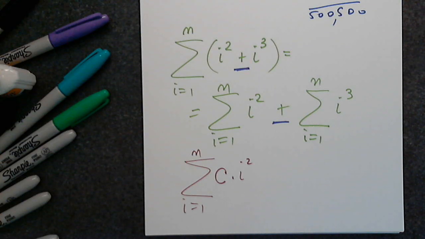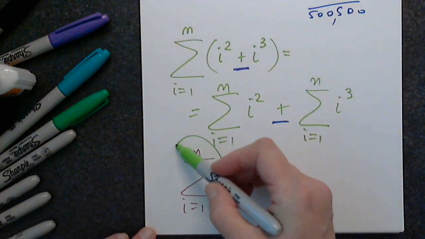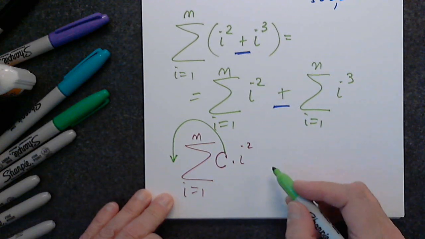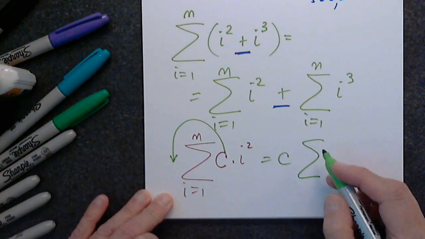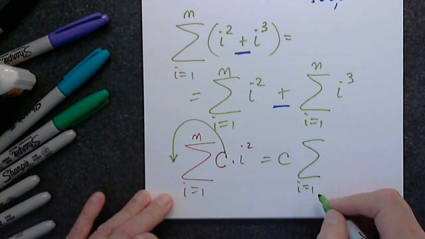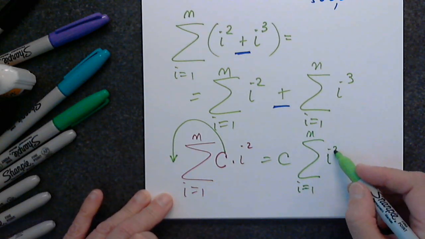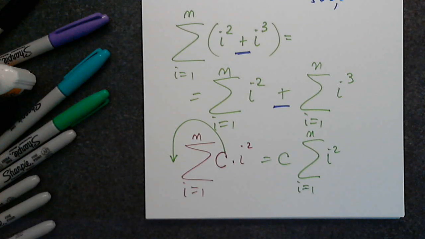What do you think? Just a wild guess. We can factor out the constant from all those terms and write c times the summation, or the sigma notation, from i equals 1 through n of i squared. So if there is a constant, we can pull it in front.